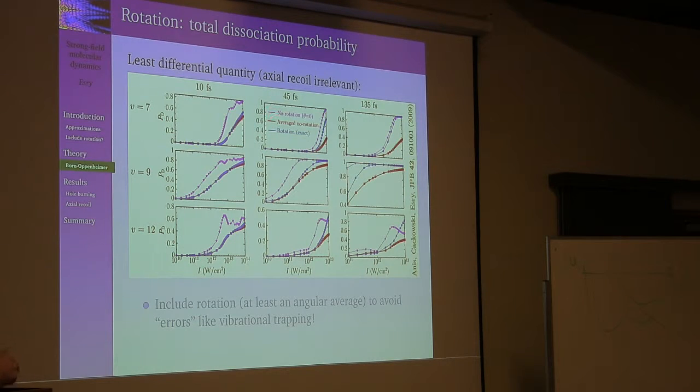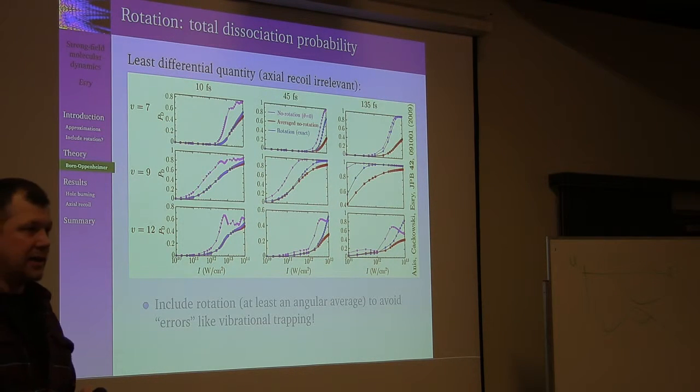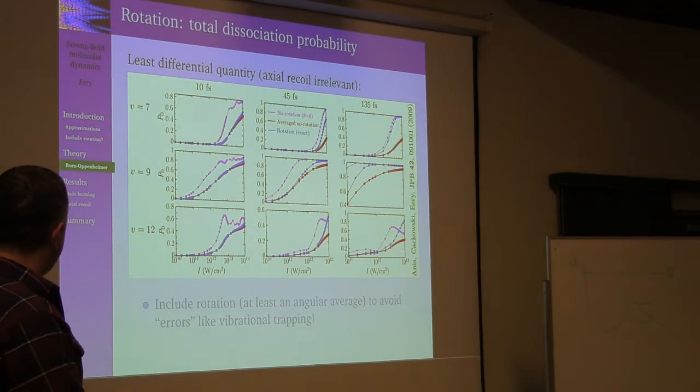So the calculation with the fixed axis shows vibrational trapping, shows this stabilization-like behavior in many of these cases. But the exact calculation shows it basically in no case. In no case does the dissociation probability go back down in this range of intensities.